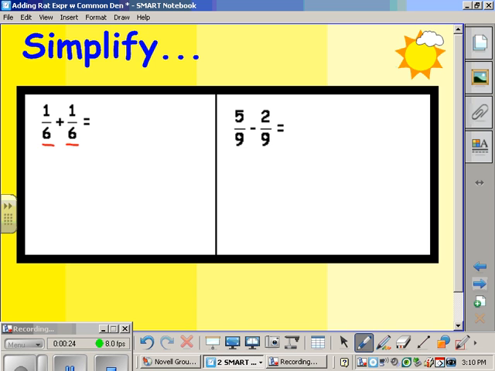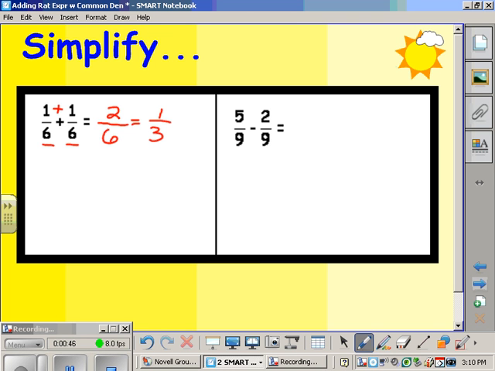So if you look at the first problem, 1/6 plus 1/6, remember you can add fractions as long as their denominators are the same. And just recall, to add, we're going to add the numerators, but keep our denominator the same. And then, of course, if we can, we'll reduce it to lowest terms.